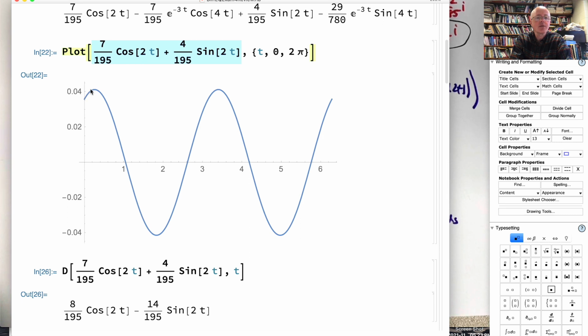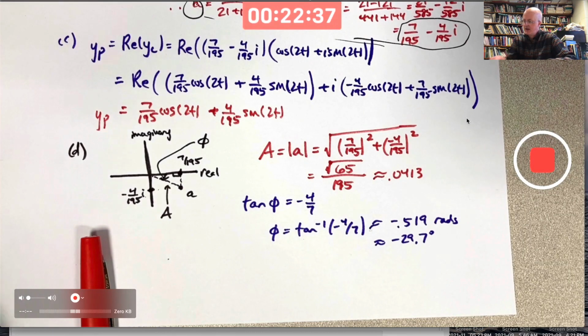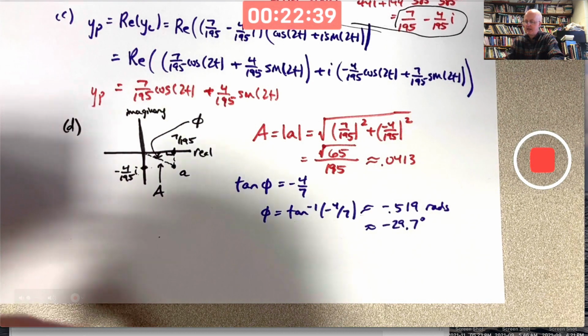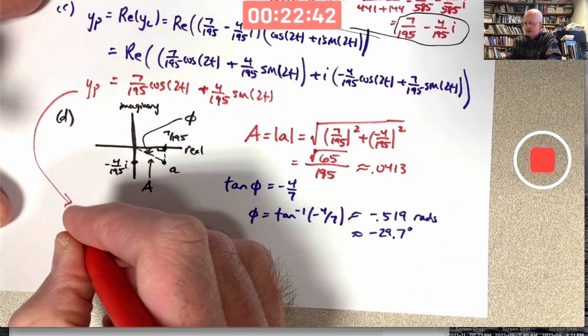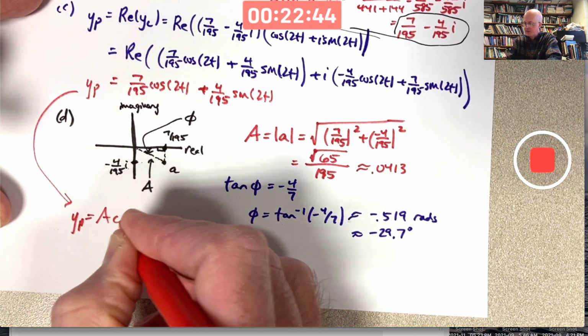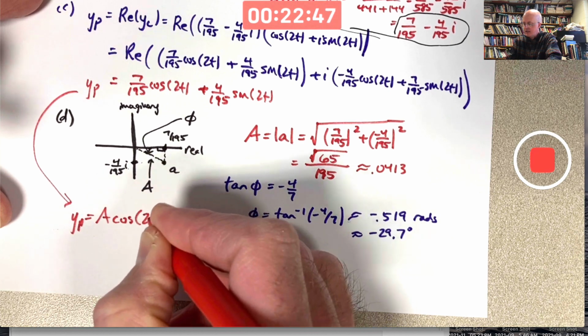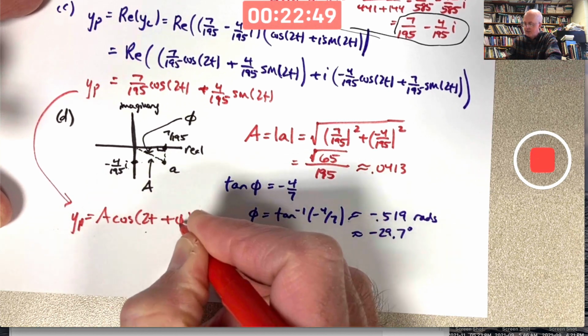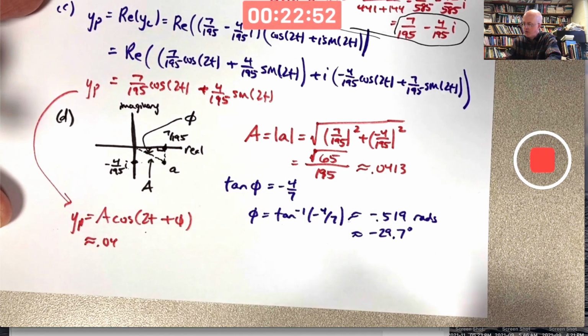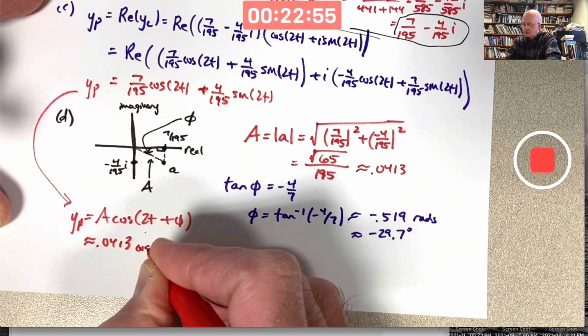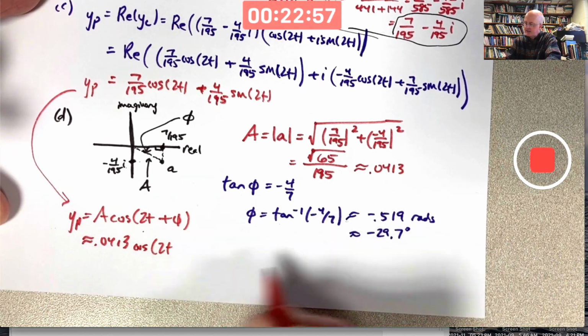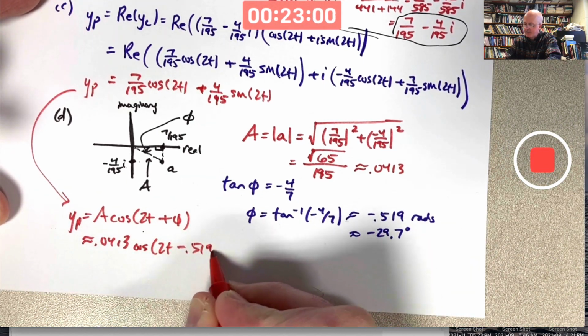And horizontal shift, a cosine wave always starts at its peak, so it's a horizontal shift to the right from an ordinary cosine wave by about 0.25 units. And in fact, what we've done here is YP can also be written as capital A times cosine of 2t plus phi. And we found that this is approximately 0.0413 cos 2t minus, use the radian one, 0.519.